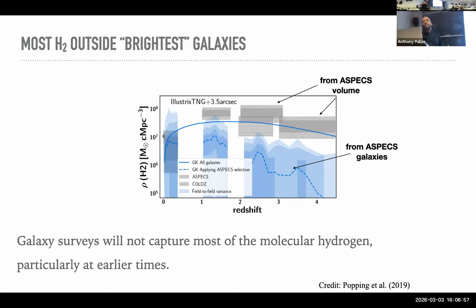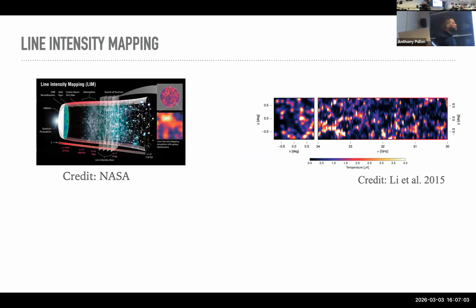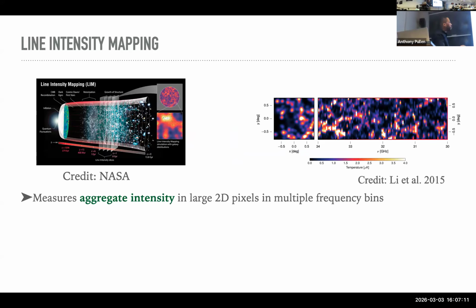And so the question then is how do we get this other emission in order to see the full processes of galaxy evolution? And so line intensity mapping is our proposed way to do that. The main idea is that you measure the aggregate emission, the aggregate intensity in large 2D pixels, but you measure these in multiple frequency bands.